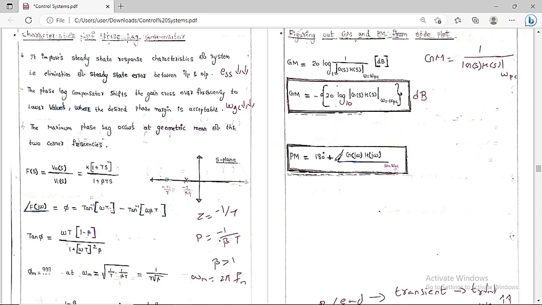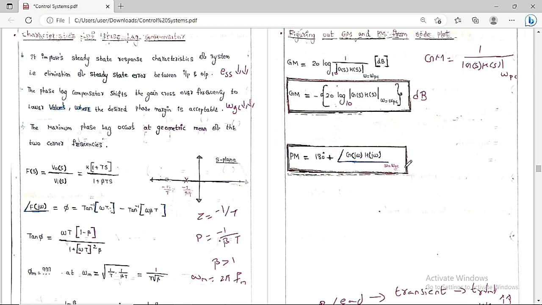So what is the phase margin? Phase margin is equal to 180 degrees plus the phase angle of G of S H of S at the gain crossover frequency. What is the gain crossover frequency? It is the frequency at which the magnitude of G of S H of S is equal to 1. In terms of dB, that is 0 dB.